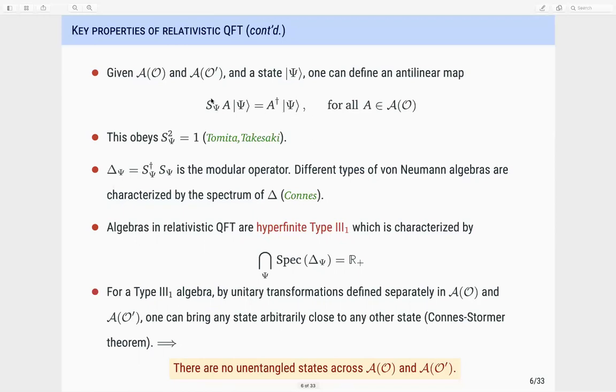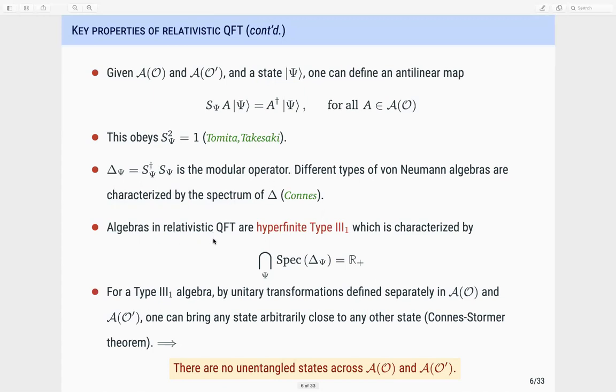So if you want to take this S and pick out the unimodular part and the modulus part, roughly speaking, the modulus part is Δ. And the unimodular part is a conjugation, called the Tomita conjugation, that relates A and A prime. But that part is not so important for us. The modular operator is something I'll come back to. The reason why this is interesting, of course, is that different types of von Neumann algebras can be characterized by the spectrum of Δ. That's Alain Connes' result. And so studying the spectrum of Δ tells us something about the algebra.